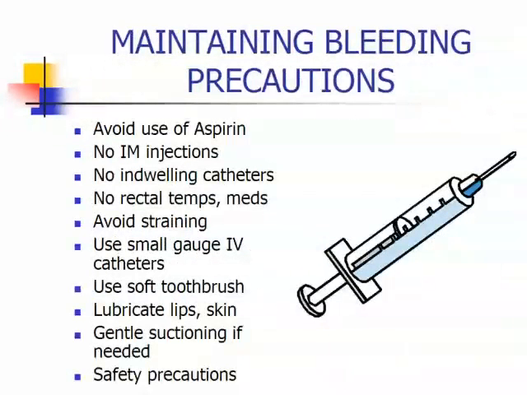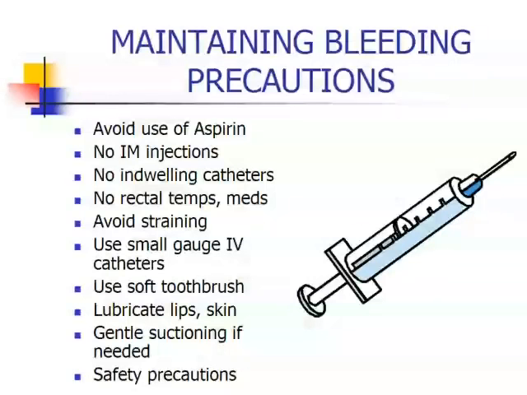You want to prevent bleeding, so you're going to maintain bleeding precautions. Don't give them any aspirin. No IM injections. No indwelling catheters, no rectal temperatures or meds, because the rectal area is very vascular. That's one reason it's used for homosexuality is because it is so very vascular.